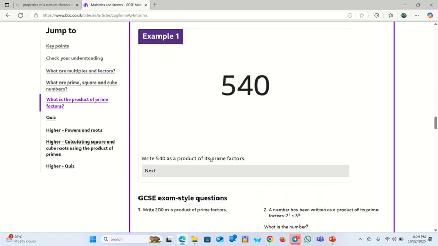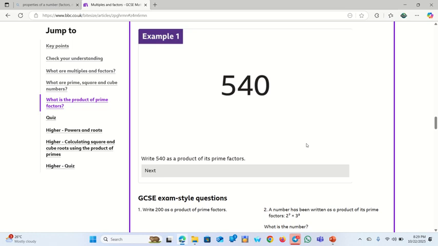Okay, let's look at example number 1. Are you with me? We have to write 540 as a product of its prime factors. Do you have an idea of this? Okay, sir, I think I can do it. Try it, let's see quickly.